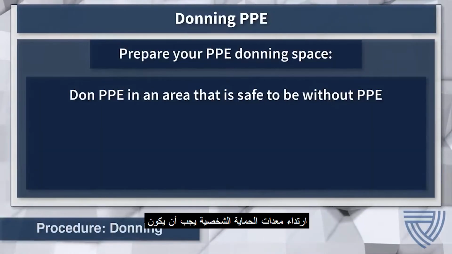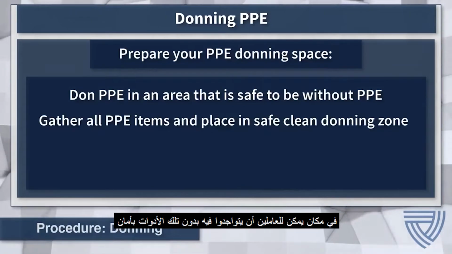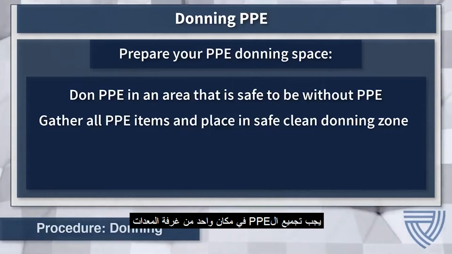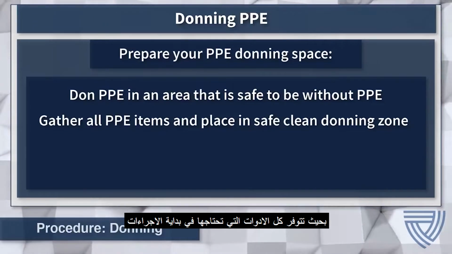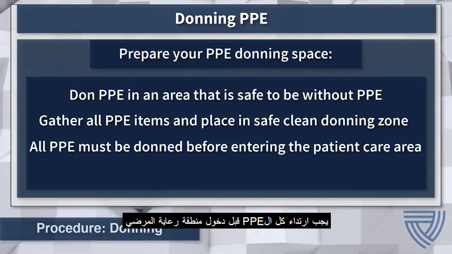Donning personal protective equipment should occur in a space where it is safe for personnel to be without PPE. Gather the PPE items that will be required from the supply area to have in one location at the start of the donning process. All PPE must be donned prior to entering the patient care area.